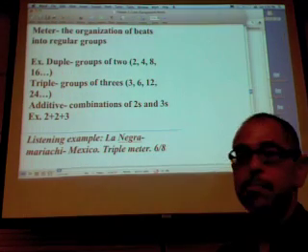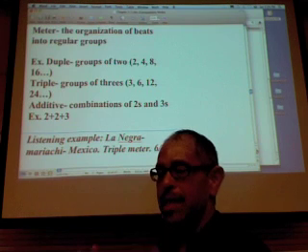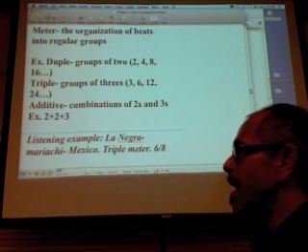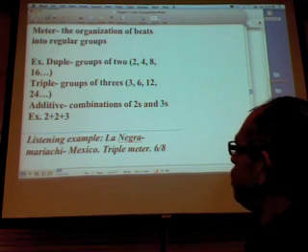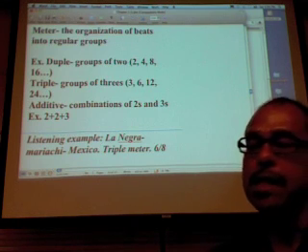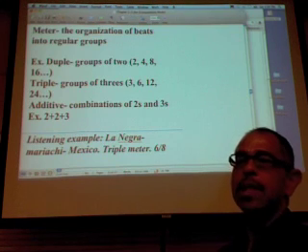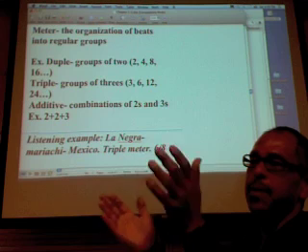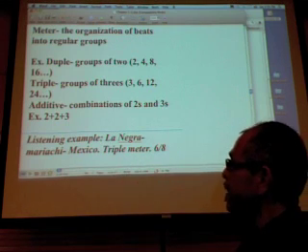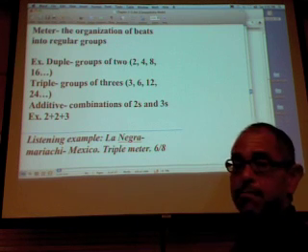Some cultures, especially Eastern European and Middle Eastern, don't really stick to regular meters, and their meters are really a combination of 2s and 3s. For instance, there are a lot of songs in Greece that have this meter of 2 plus 2 plus 3, and you would clap it like this. 1, 2, 1, 2, 1, 2, 3, 1, 2, 1, 2, 1, 2, 3. So in a lot of cultures, their concept of meter is a lot more complex than ours is in the West.